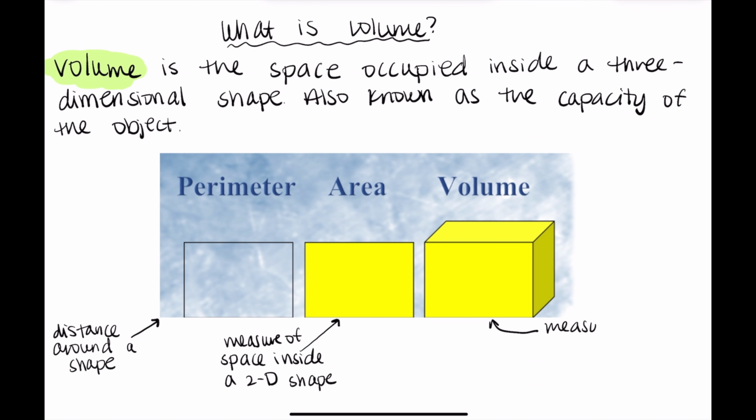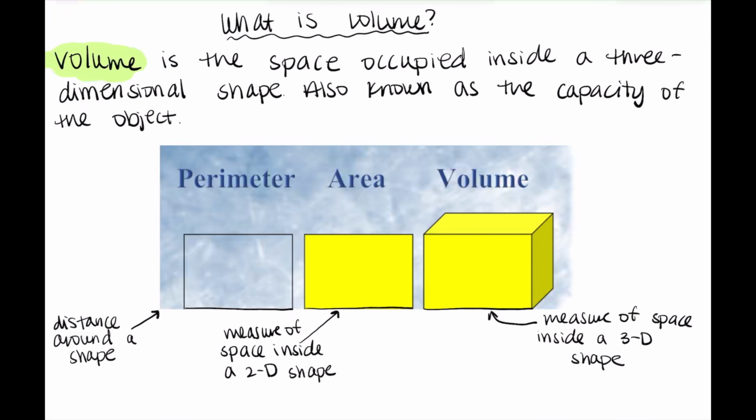So area is for two-dimensional shapes, volume is for three-dimensional shapes, and the 3 dimensions for volume we went over in our classifying three-dimensional shapes video, which we did last week. I will go ahead and tag that for you guys here, but otherwise we'll go through those 3 dimensions as we go through our formulas as well. But for now, I would copy this whole page into your notebook because we have the word definition of volume as well as a visual comparing perimeter, area, and volume.